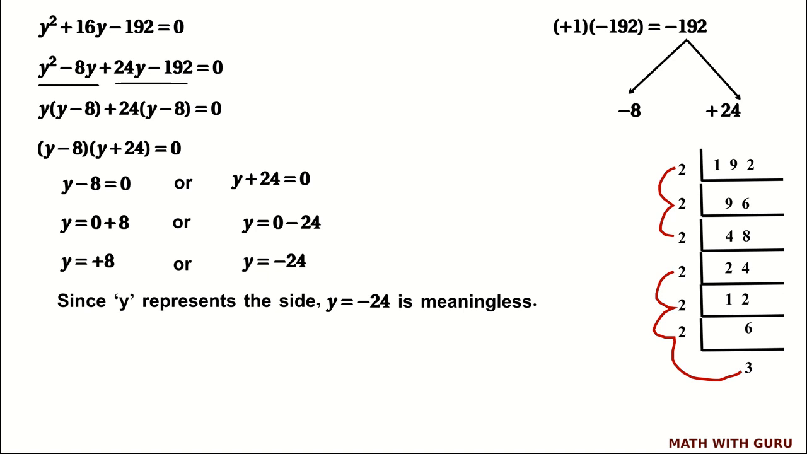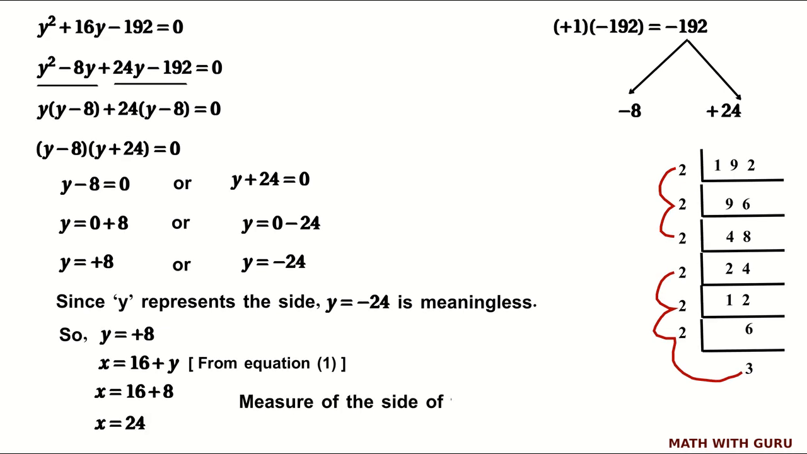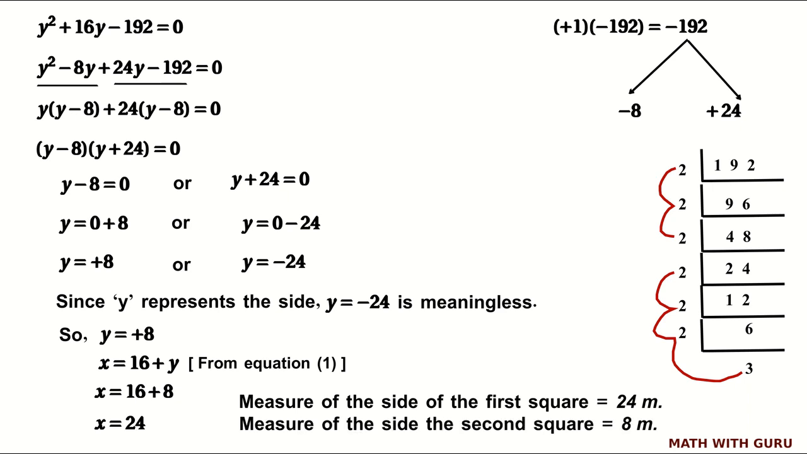Since y represents the side, y equals minus 24 is meaningless. Therefore, we should reject this value. Y equals plus 8. X equals 16 plus y. From equation 1, x equals 16 plus 8, x equals 24. Therefore, the measure of the side of the first square equals 24 meters. The measure of the side of the second square equals 8 meters.